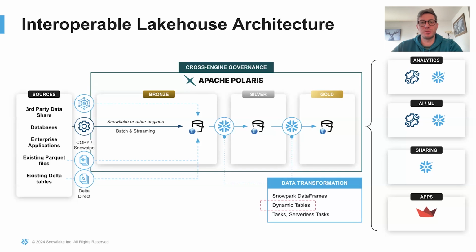This architecture provides the unique benefit that with Polaris, you get access control across Snowflake and any other tool you choose to integrate with. In terms of data transformations, Snowflake provides tools for batching and streaming ingestion, as well as to build declarative and imperative data pipelines, all compatible with Iceberg.